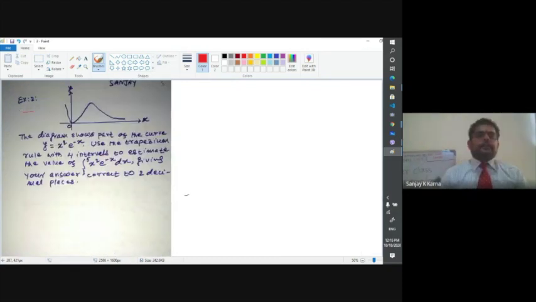Another example, I'm doing the same problem by using the trapezium rule. So here you can see the graph or the curve for y equal to x squared e to the power negative x, and this problem states that the diagram shows part of the curve y equal to x squared e to the power negative x. Use the trapezium rule with 4 intervals to estimate the value of the integral of x squared e to the power negative x dx from 1 to 5, giving your answer correct to 2 decimal places.